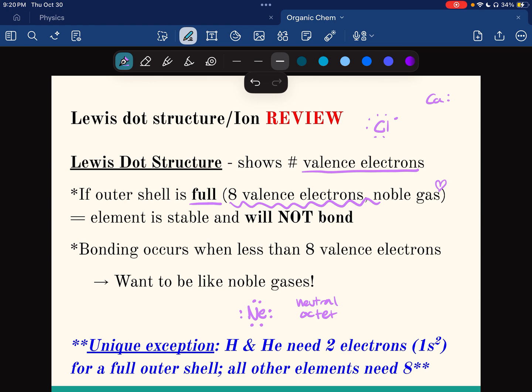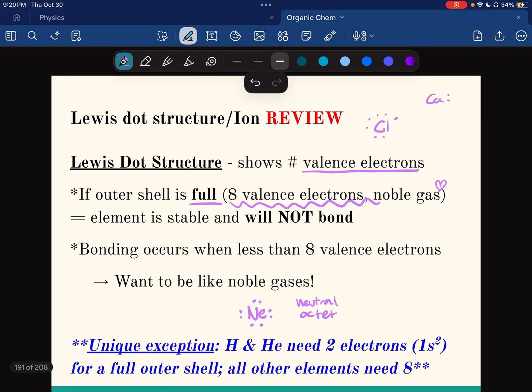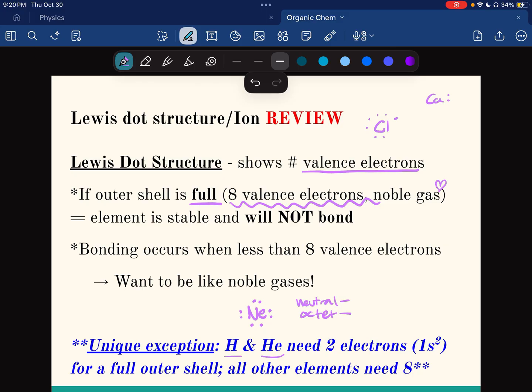But it's good to know that noble gases, in this last column of the periodic table, are very, very stable, and they're not going to react with anything. All other elements want to be like the noble gases, so they want to be neutral and have a full octet. Hydrogen and helium are weird, but if you just remember, they only need 2 electrons because they're in the 1s2 electron configuration.